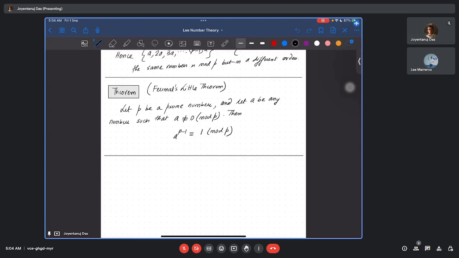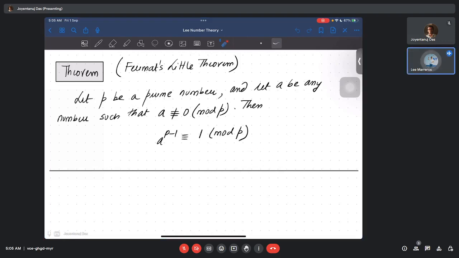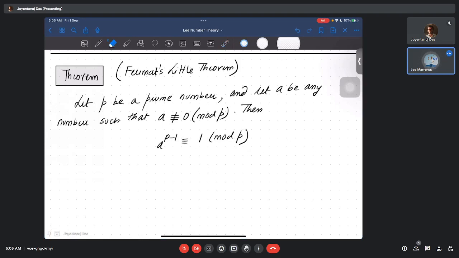So let us recall the statement of Fermat's little theorem. It says: let p be a prime number and let a be any number such that, under the same condition, p does not divide a. Then a to the power p minus 1 is congruent to 1 mod p. Let p be a prime number and let a be any number such that a is not equivalent to 0 mod p. Then a^(p minus 1).